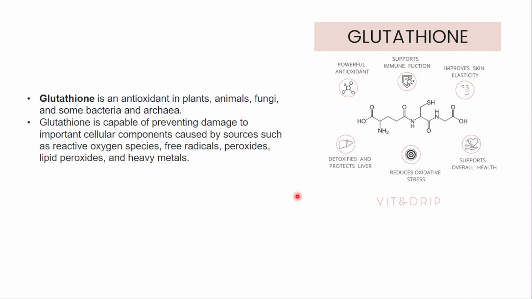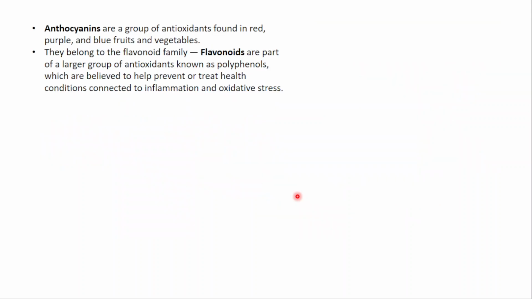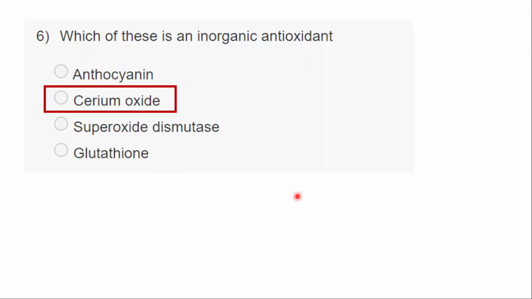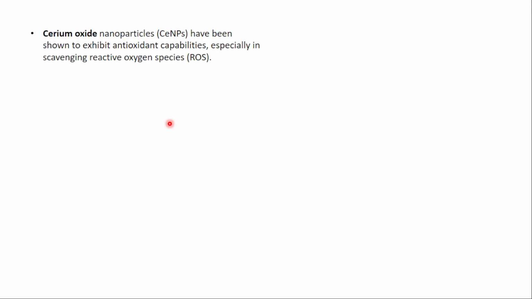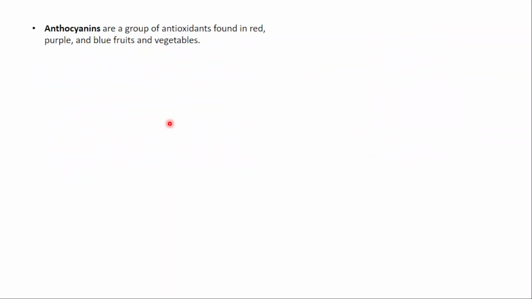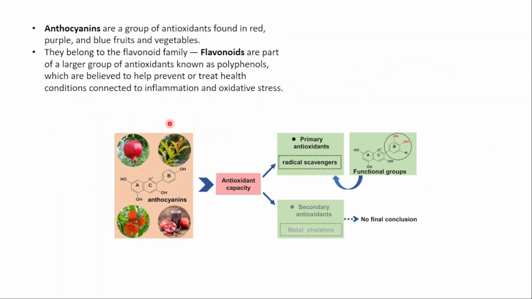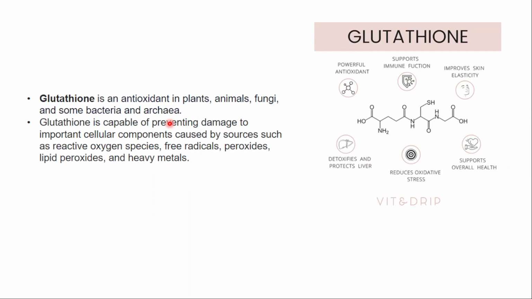So this is the difference between anthocyanins, glutathione, and cerium oxide, and the other one was, what was the other one? Yeah, superoxide dismutase. So anthocyanin, superoxide dismutase, and glutathione are all organic biological antioxidants, while cerium oxide nanoparticle is an inorganic antioxidant. And we learned about many of these species: anthocyanin, cerium nanoparticles, glutathione.